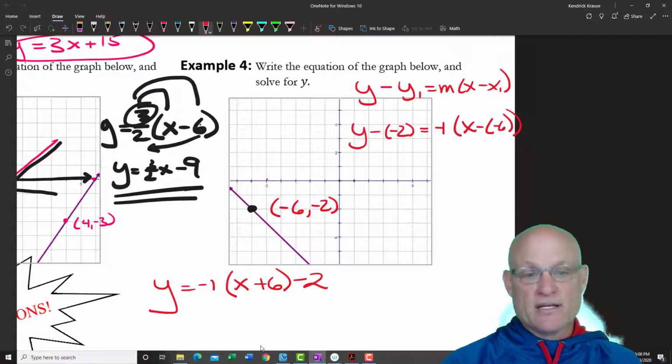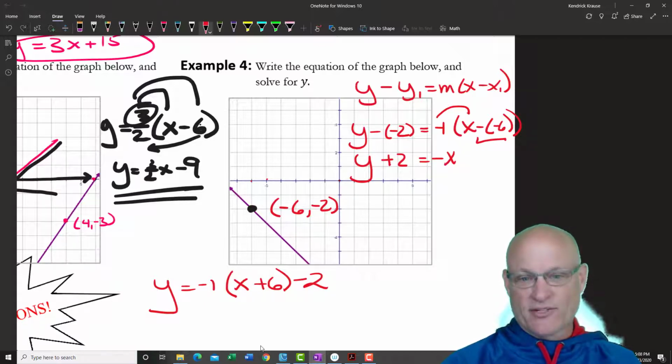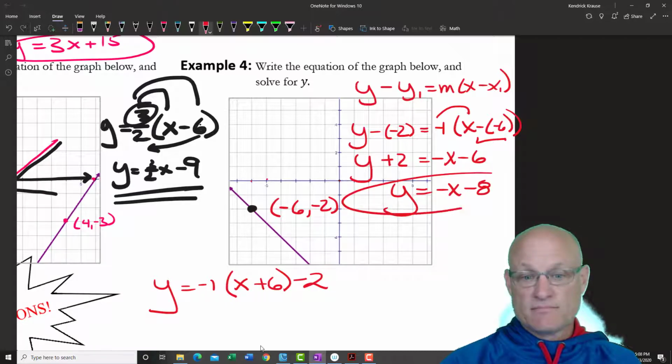All right, let's see what we got. This is y plus 2 equals negative x, right? That's negative x. And then isn't this a plus 6 right here? This is a plus 6, right? So negative 1 times positive 6 is minus 6. Now, if I clean this up, I just have to subtract the 2 over. I get y equals negative x minus 8.